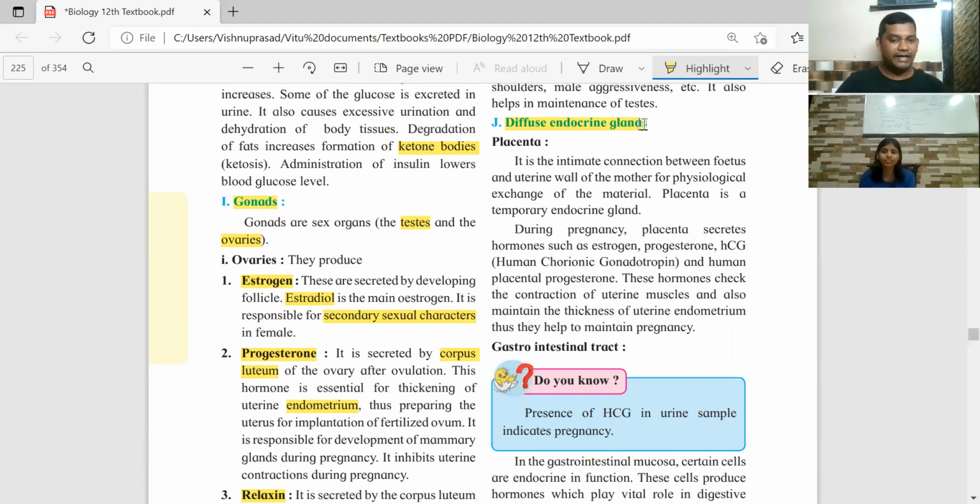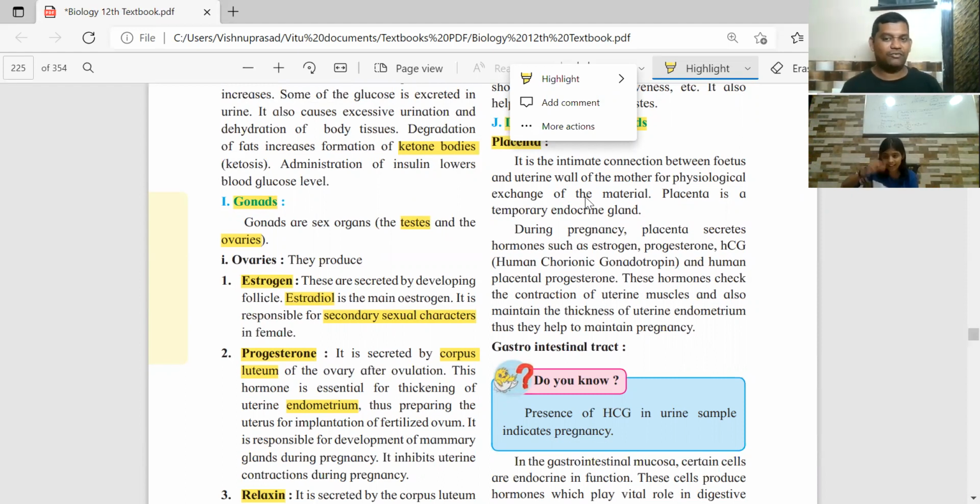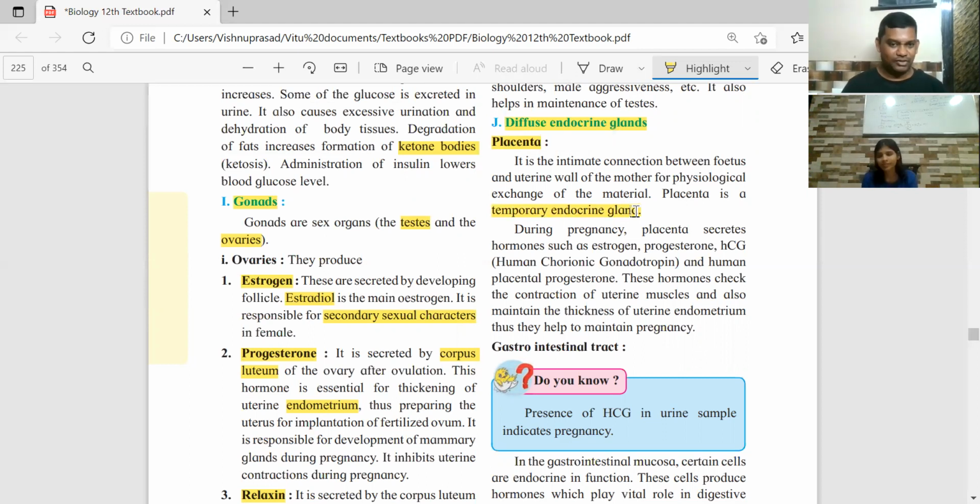When we learn in detail about the reproductive system, we will see something called the placenta. During human embryonic development, when the embryo is being formed, there is a connection of the embryo with the mother's body, the lining of the uterus called endometrium. Finally there is a connection between the mother and the baby. That is because of the placenta. This is also a temporary endocrine gland.